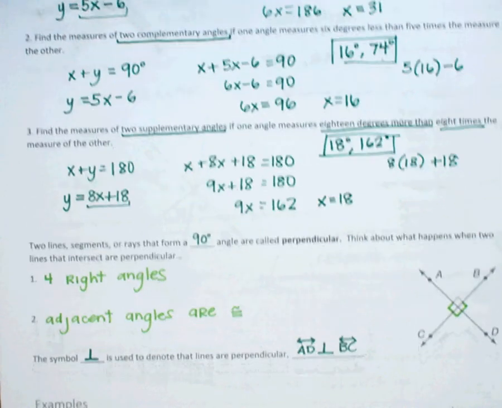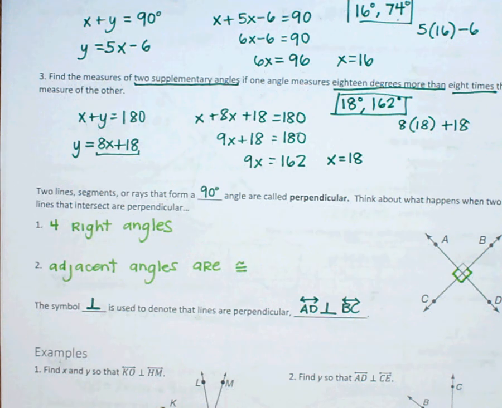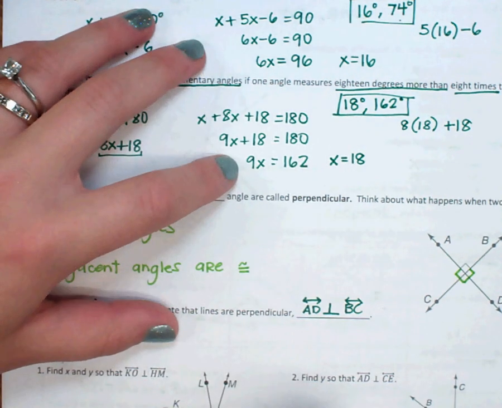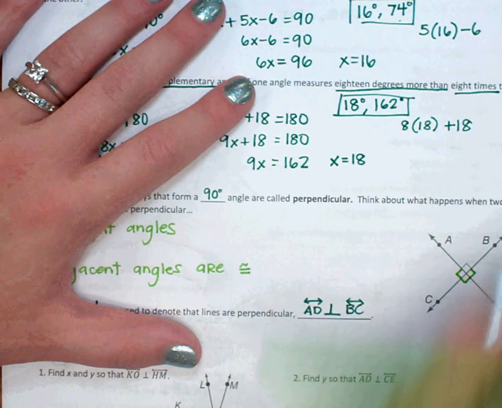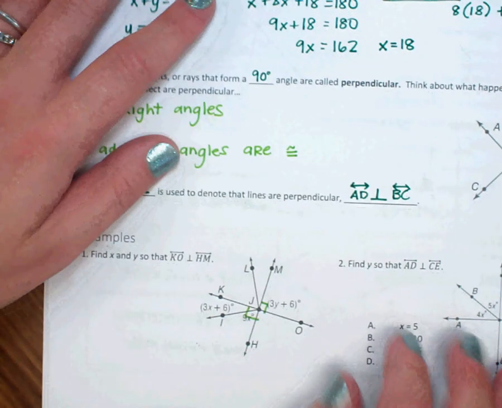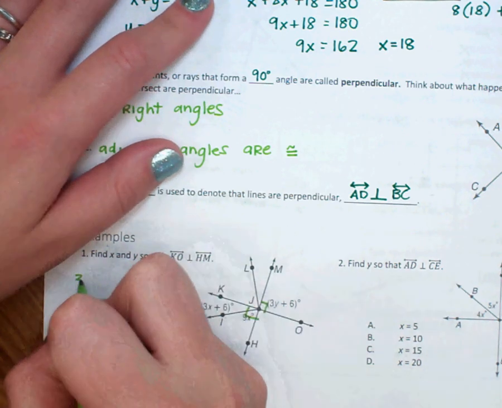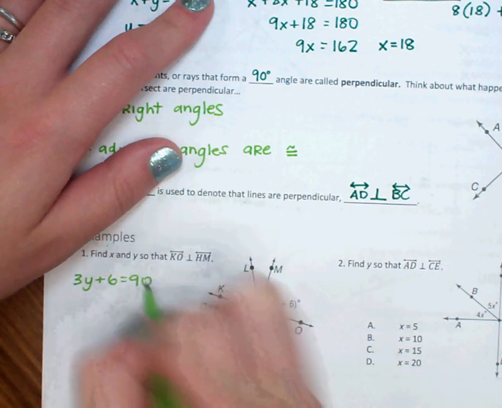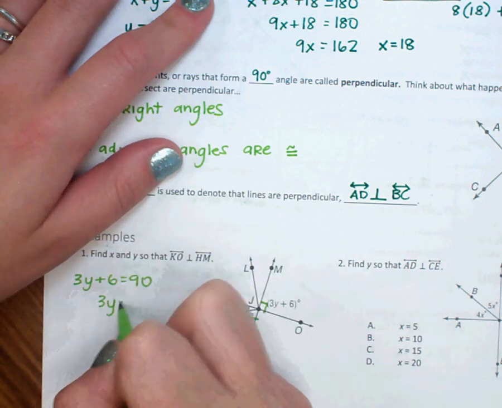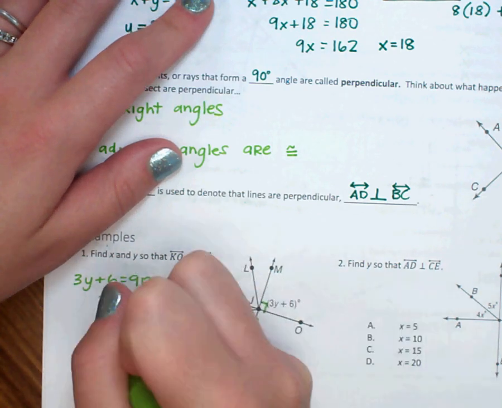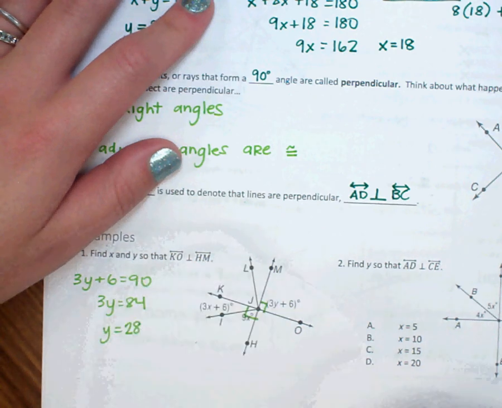So some examples. We want to find x and y so that line KO is perpendicular to HM. So if these are perpendicular, all of these are going to be right angles. So I look here, 3y plus 6 has to equal 90 degrees because that has to be a right angle. Subtract 6, divide by 3, and we get y to be 28.